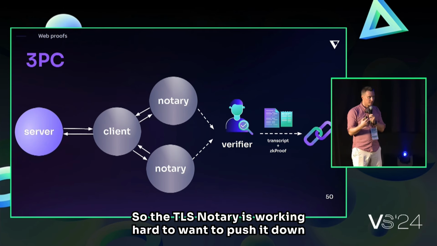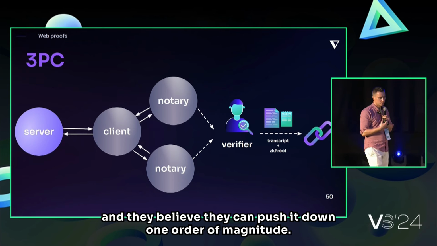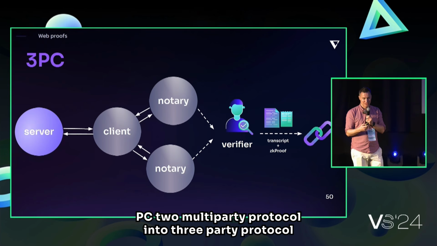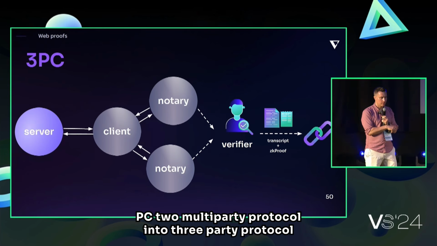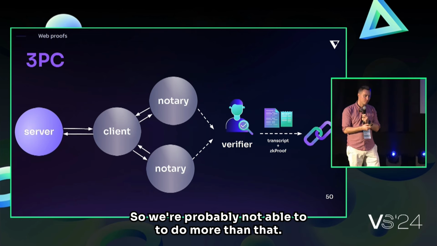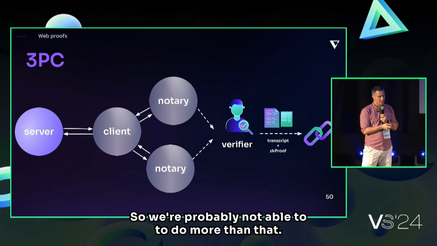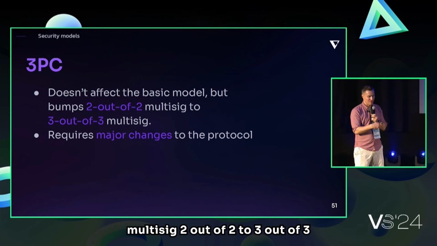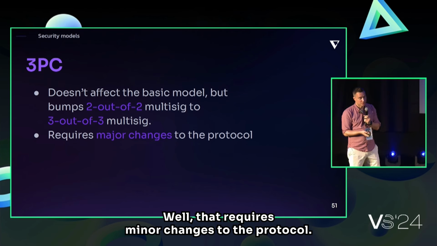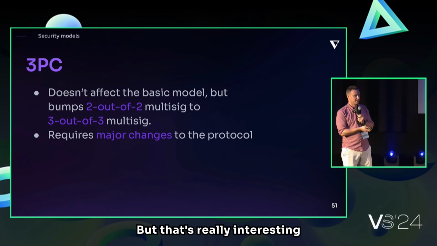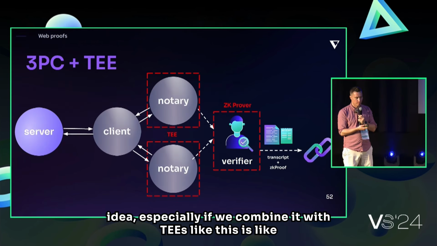So the TLS notary is working hard to push it down, and they believe they can push it down 1 order of magnitude. When that happens, you can exchange the main 2PC, 2 multi-party protocol into 3-party protocol, and introduce a notary, but that's going to bump again the overhead. So we're probably not able to do more than that. But the interesting thing is we're basically bumping multi-sig 2 out of 2 into 3 out of 3. Well, that requires major changes to the protocol, so that's maybe a year or 2 years ahead of us. But that's really interesting idea, especially if we combine it with TEs.